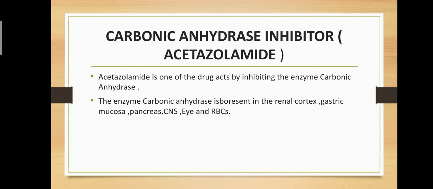Second main type: carbonic anhydrase inhibitor. Which drug is a carbonic anhydrase inhibitor? It is acetazolamide. Acetazolamide is one of the drugs that acts by inhibiting the enzyme carbonic anhydrase. The enzyme carbonic anhydrase is present in the renal cortex, gastric mucosa, pancreas, CNS, eye, and RBCs.